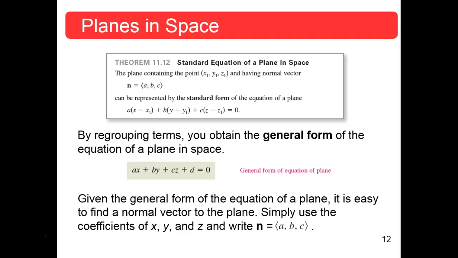By regrouping those terms, just sort of like we did before, you can obtain the general form. So you multiply this, and maybe this is what Bill will talk about. A times x is ax plus some constant, A times x1. That's a constant, that's a constant. Plus by minus this constant, okay? Plus z times this constant is equal to 0. We'll add those three constants together, make it a constant d. So this is another way you can write the general form of the equation of the plane.